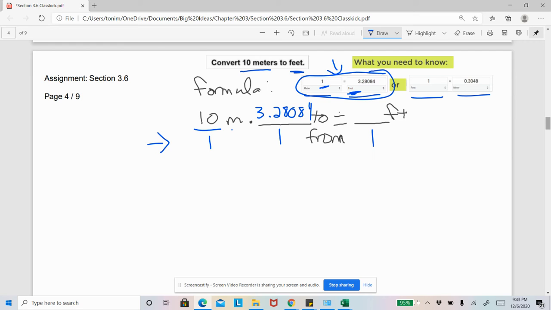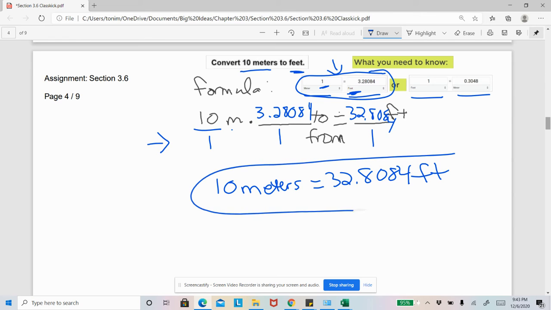All right, so 10 times 3.28084, which gives us 32.8084. All right, so then your answer is 10 meters equals 32.8084 feet. And there's your answer.